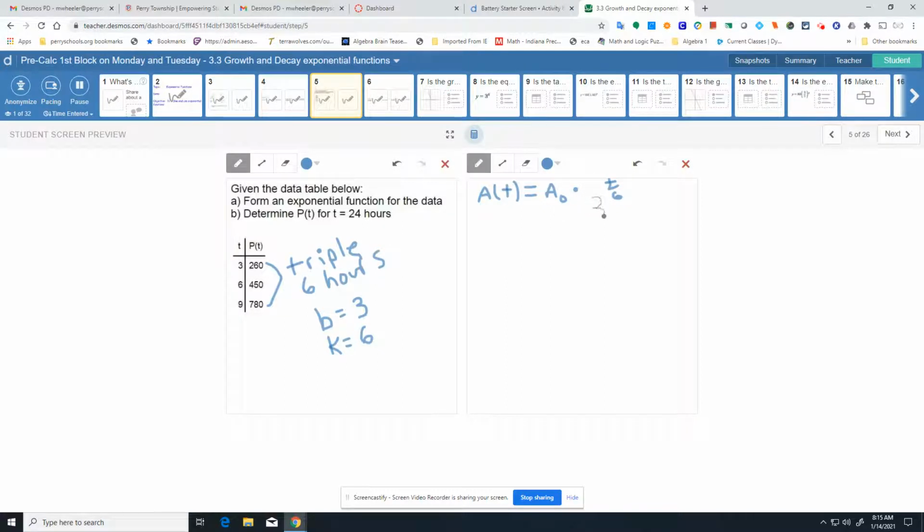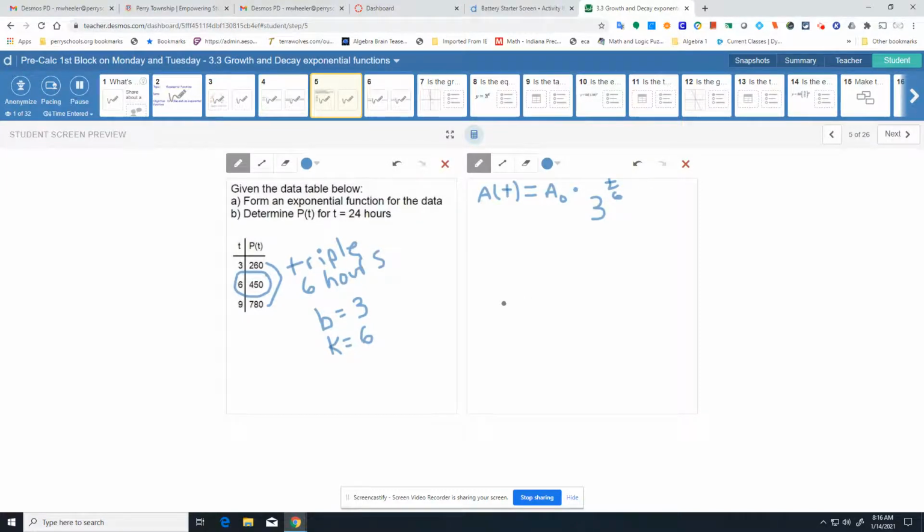Because I can't make the T over 6 any smaller, I'm going to make that 3 a little awkward. Okay, so I need to know what A sub naught is, what my starting point is. Well, I do have data over there, so I think I can get it. I could use any of these 3 points, but I notice I've got a 6 right there because it takes 6 hours, and my T there is 6. So I'm going to use that data point right there.